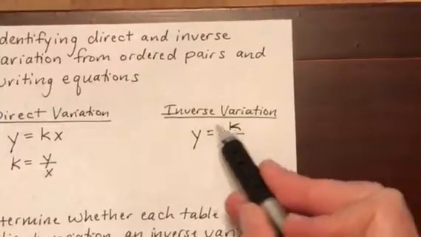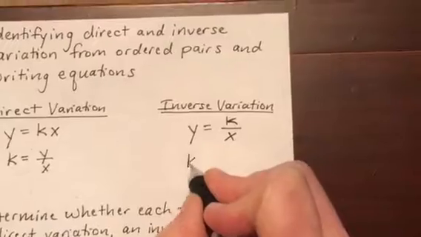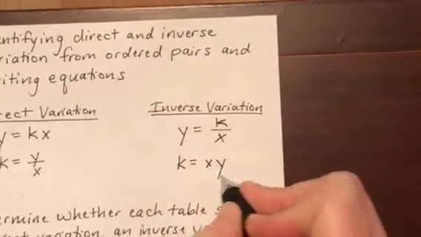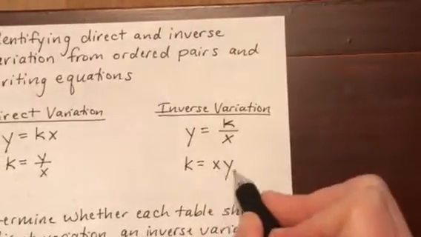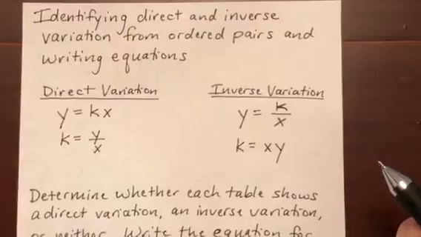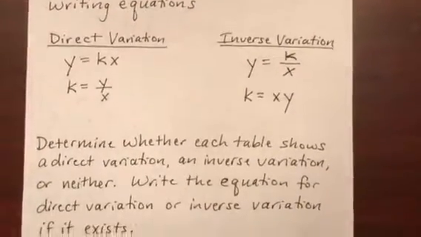And so if you notice, if we would solve this equation for the k, we would now have that the constant of variation is the product of x and y. A constant product. Okay, and so let's take a look at our examples and see if we can identify each of these types of variation.